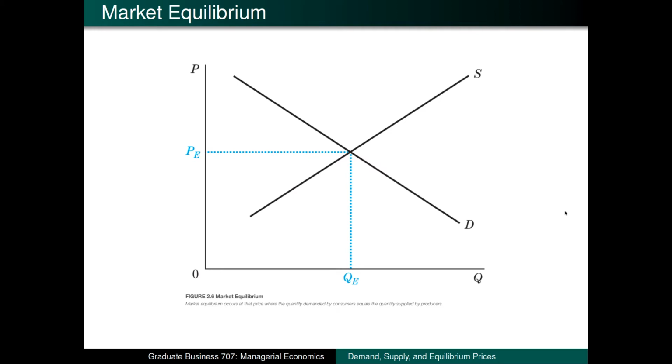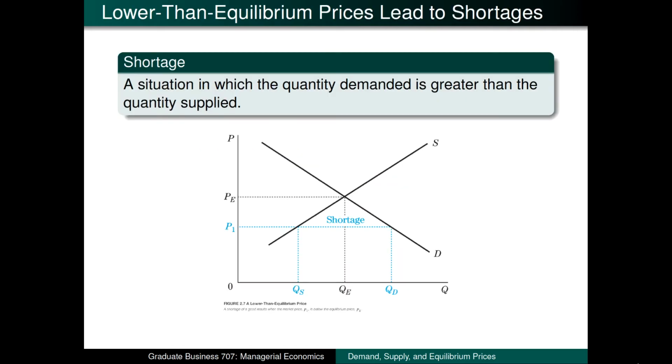We use this graph to analyze what happens to the equilibrium price, PE, and the equilibrium quantity, QE, whenever a business decision is made. More on that later in this video. But first, we want to appreciate what happens when the market is not in equilibrium. When we're not in equilibrium, then we're in disequilibrium.